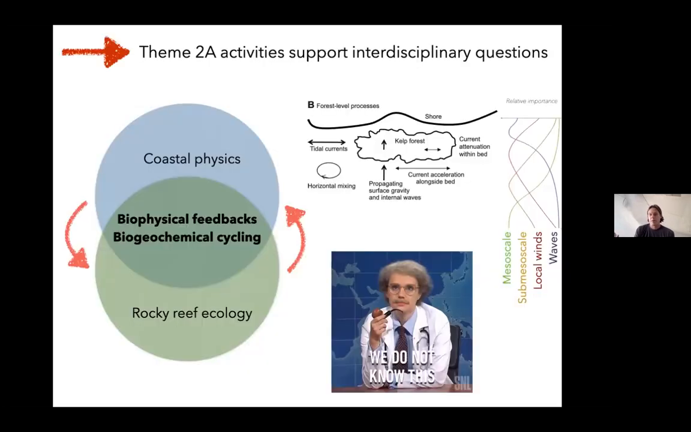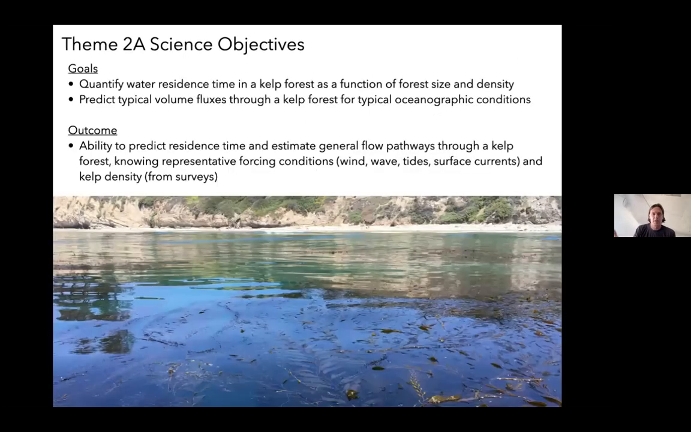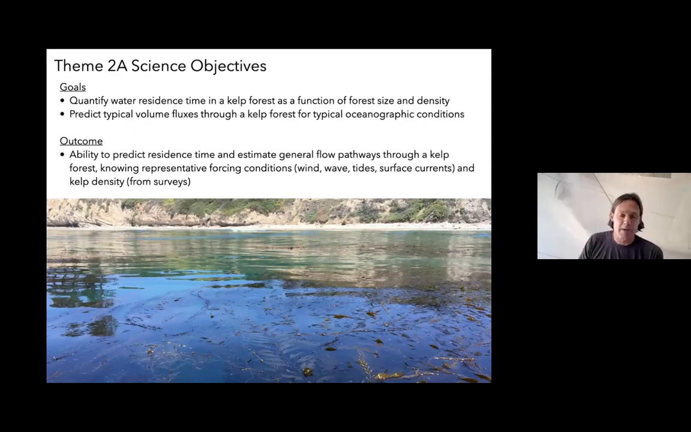So you can think of these 4 categories of processes as each being a knob, and depending on how much we turn up each of those knobs, we want to be able to say, okay, when the waves are high and the mesoscale currents are in a cyclonic phase versus some sort of mean phase, this is what happens to residence time within the kelp forest, and this is the likely fate of material leaving the kelp forest.